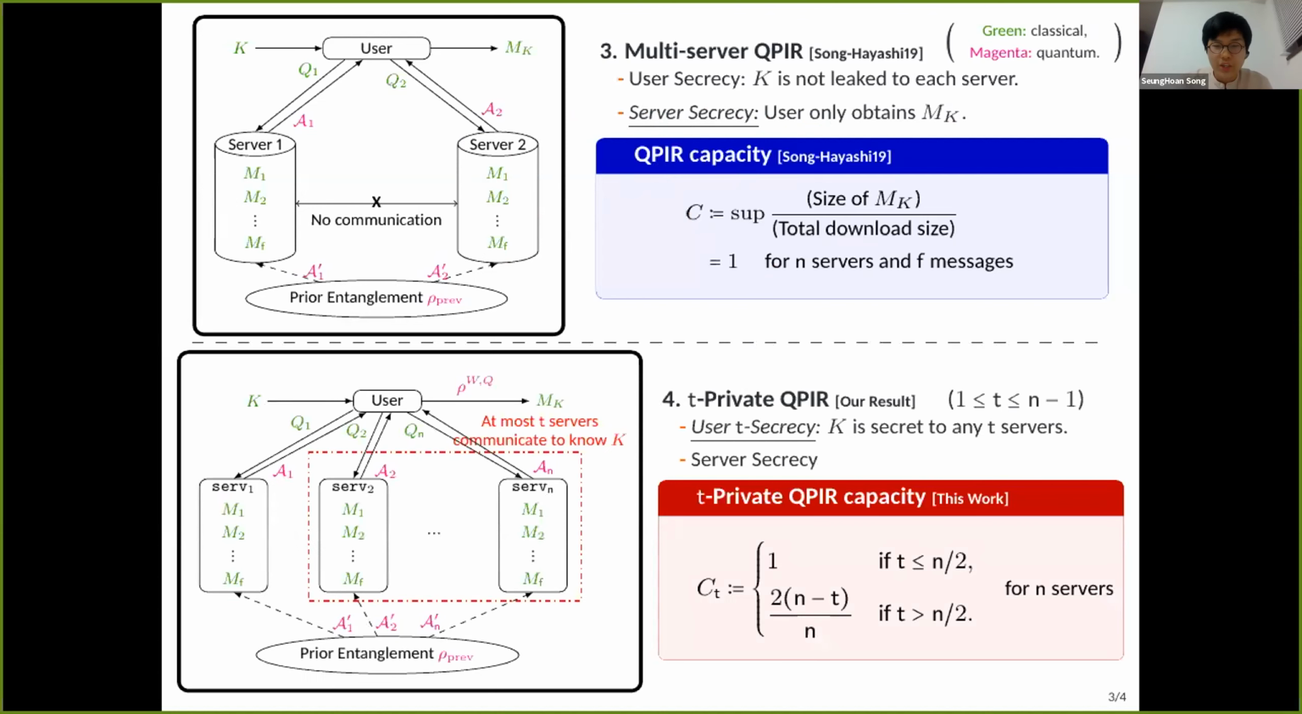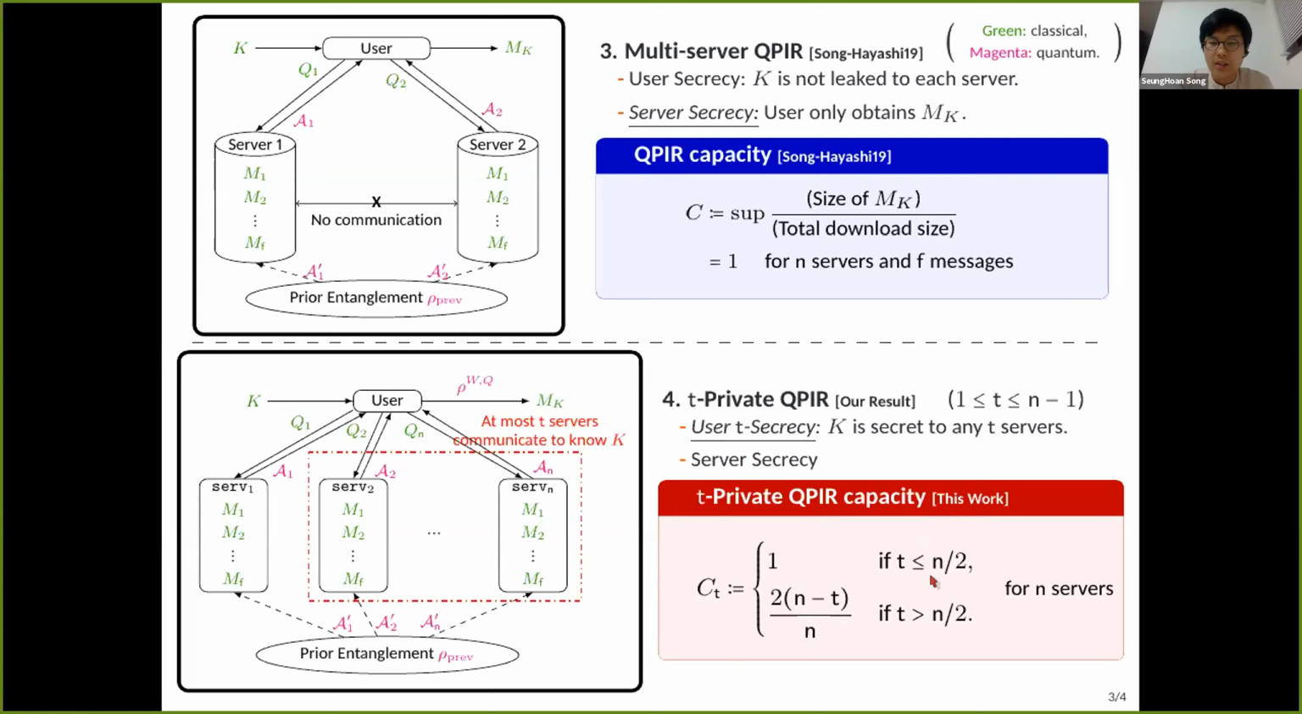In this work, we extended this result to T-private QPIR. This model is exactly the same as the previous model, but the only difference is that we allow some communication between the servers. This problem considers that T servers communicate to know K, but even in that case, K shouldn't be leaked to the colluding servers. So we considered another secrecy called user T-secrecy, and we also consider server secrecy. And we derived the T-private QPIR capacity is this value.